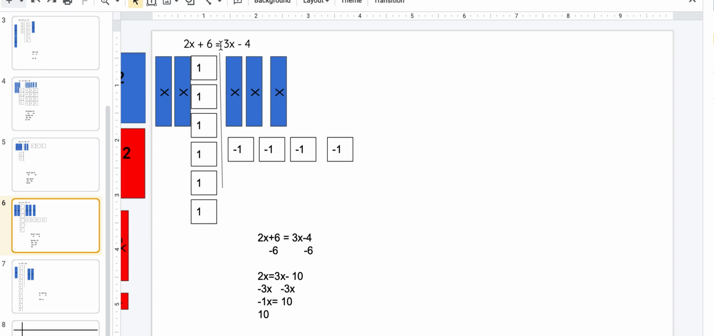And then 2x plus 6 equals 3x minus 4. Here are the 2x's, here are the 6, here are the 3x's, and here are the negative 4: 1, 2, 3, 4. The first thing we need to do is subtract 6 from this side to zero these out, and then subtract 6 from the other side. So you do minus 1, 1, 1, 1, 1, and that would be negative 10. So it's 2x equals 3x minus 10.